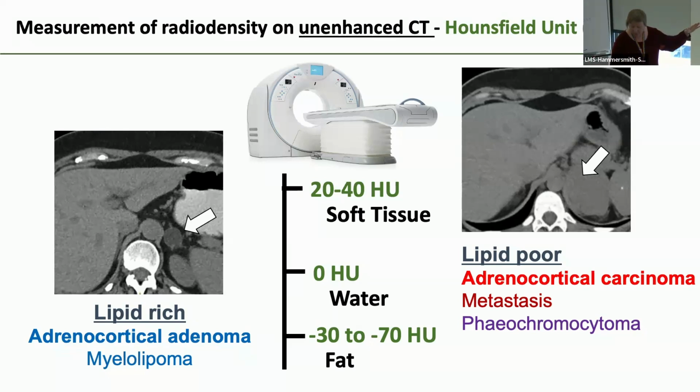And the cutoff of suspicion, which we established in the UNACT study published in the Lancet, is 20 Hounsfield units. So if you use 10 Hounsfield units, you do bad things to your patients, because you have a lot of unnecessary investigations and surgeries.